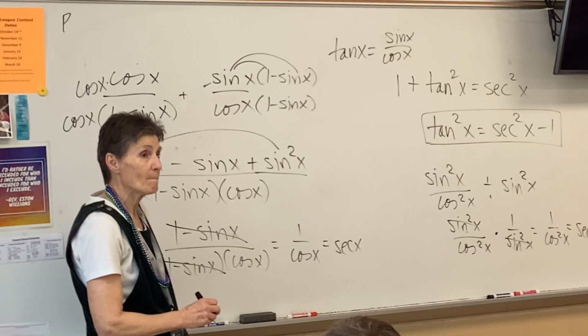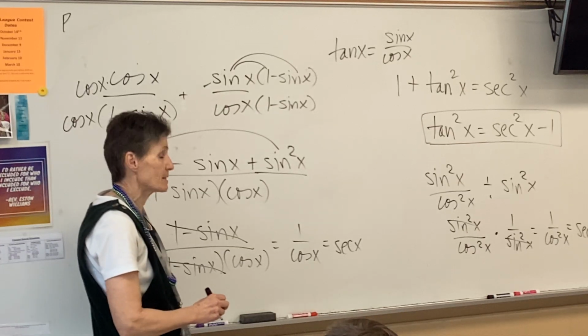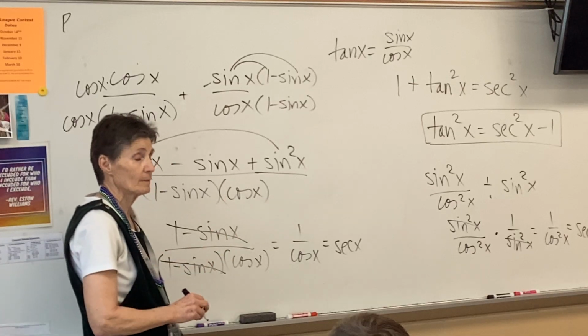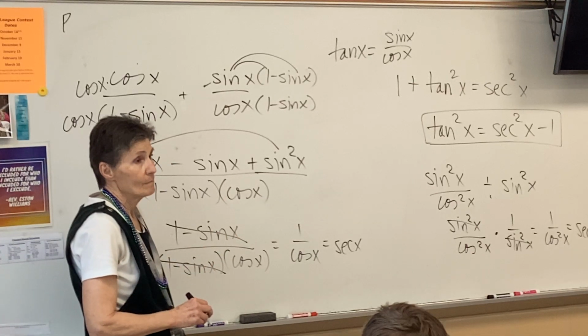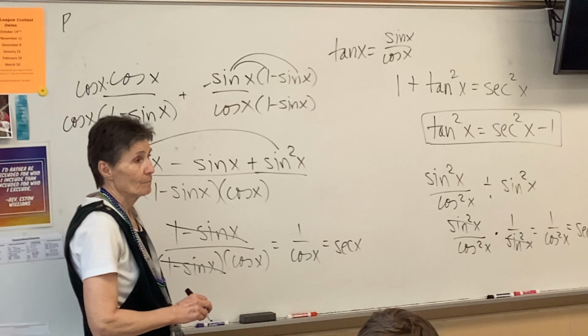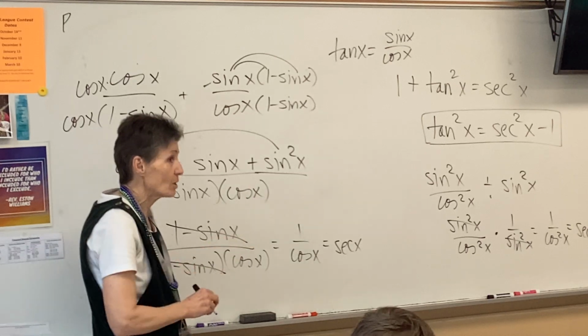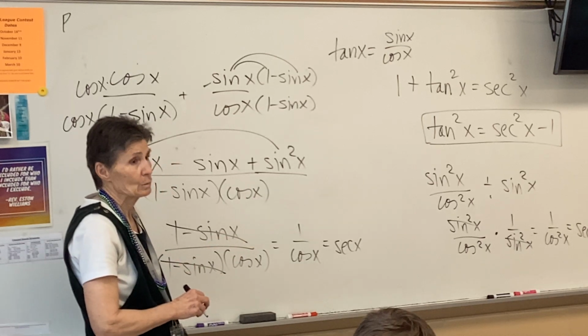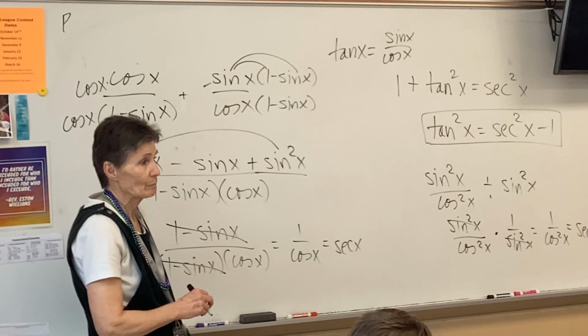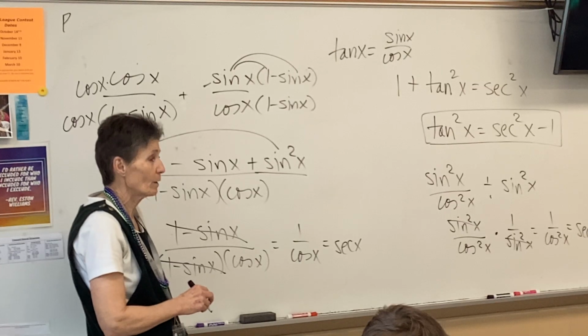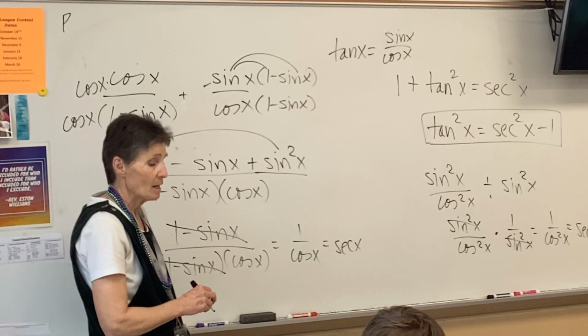If you don't remember that 1 over cosine is secant, you can add that to your sheet. 1 over sine is cosecant. Okay?